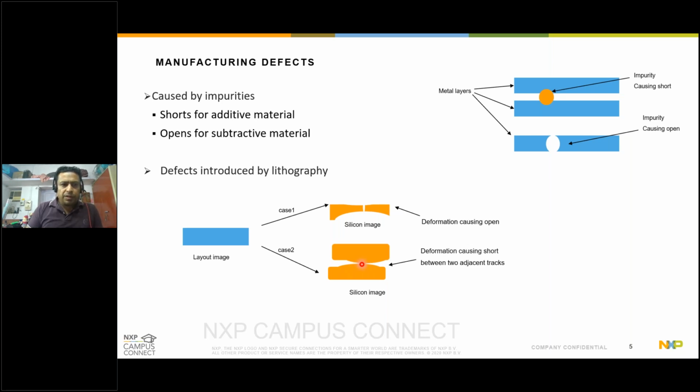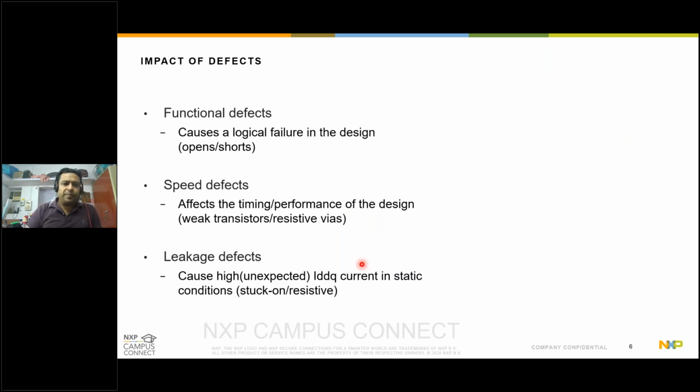Okay. Now we have seen what may be the reasons for having a defect in a chip. Now, how are these defects actually going to impact the functionality of our chip? Based on how these defects can impact the functionality, they can be broadly classified into three categories: one is functional defects, the other is speed defects, and the third is leakage defects.